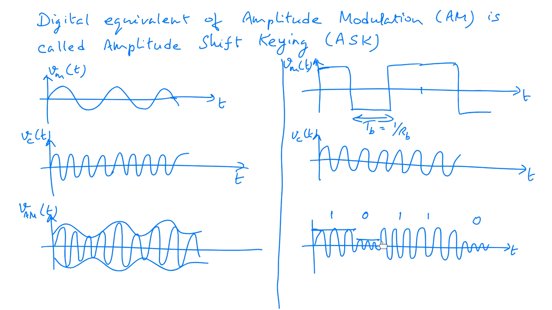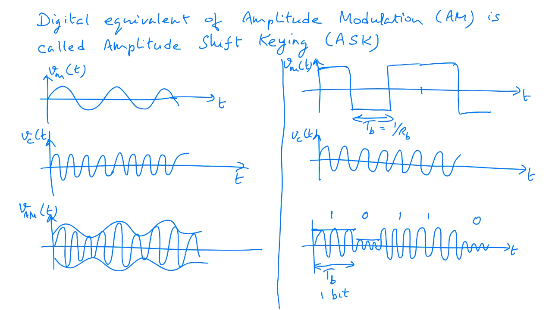Now if you notice in the ASK modulated waveform, in one interval of the symbol, how many bits are transmitted? Only one bit is transmitted. That is, it is one bit per symbol. During one symbol interval, only one information bit is transmitted. Therefore, the bit rate is equal to the symbol rate. So that is basically called amplitude shift keying.